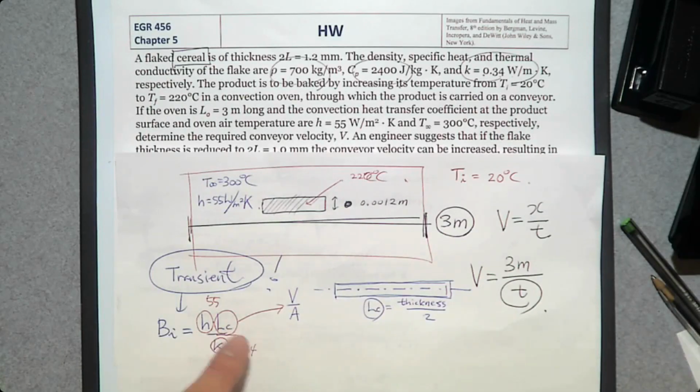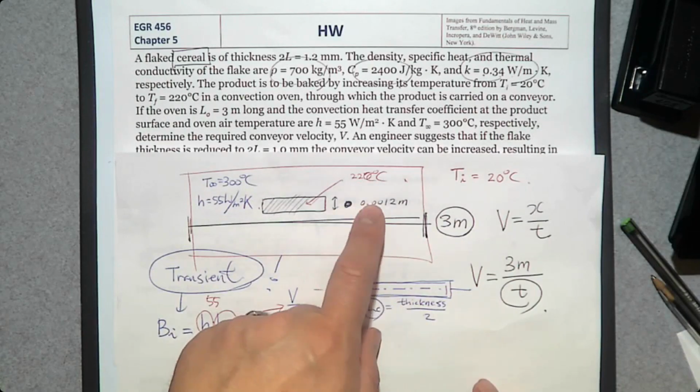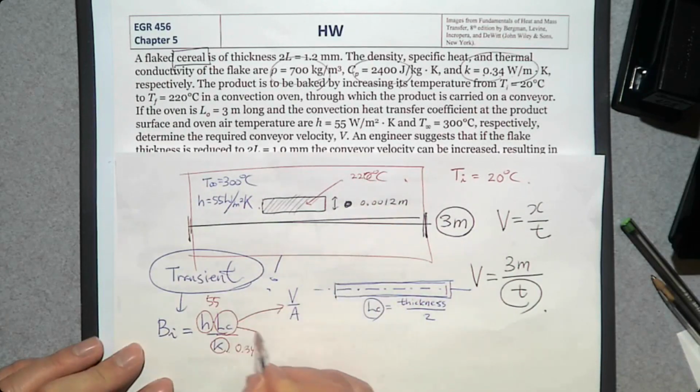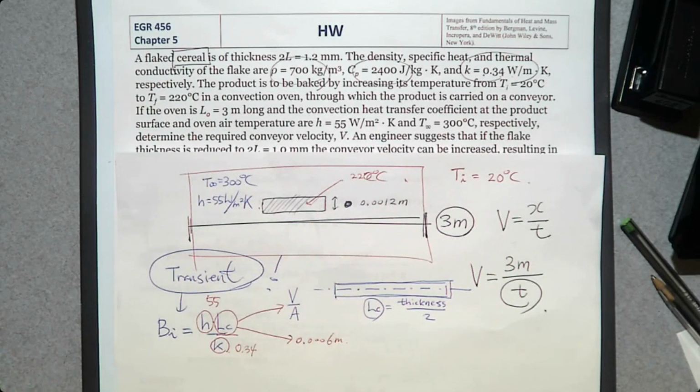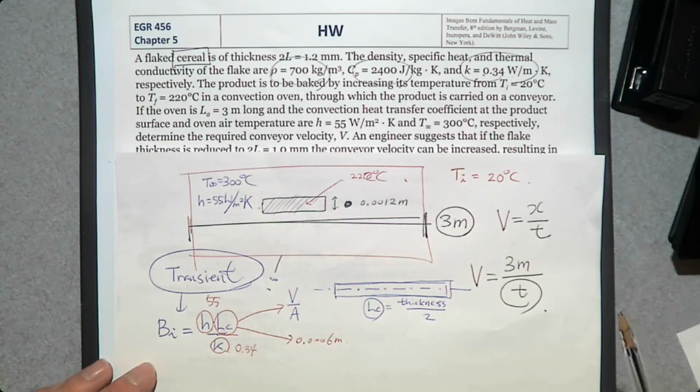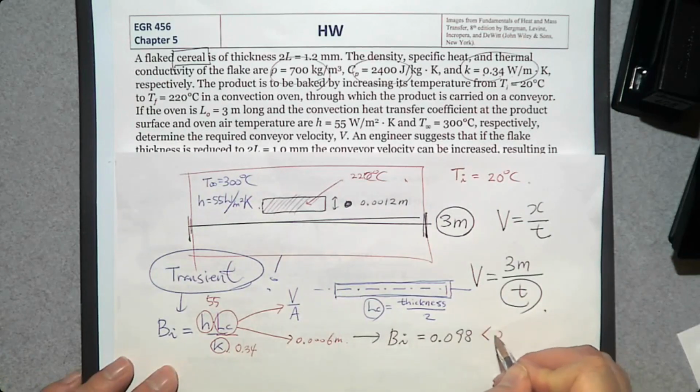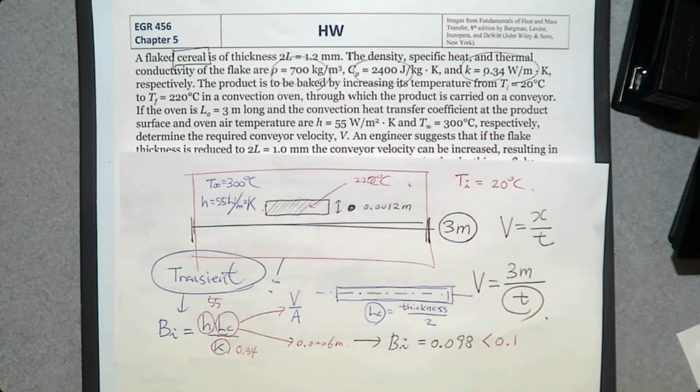Then what is the thickness? 0.0012. So what is the characteristic length? 0.0006 meter. Then can you determine the Biot number? Now, yes. What is the Biot number? That Biot number is going to be small, 0.098. Very close, less than 0.1. Wow, almost.